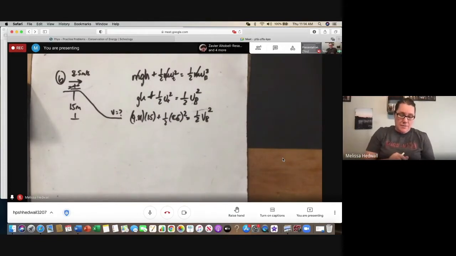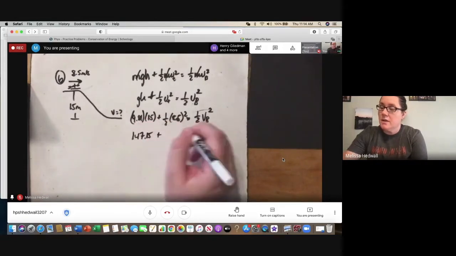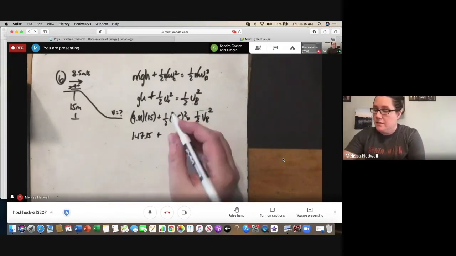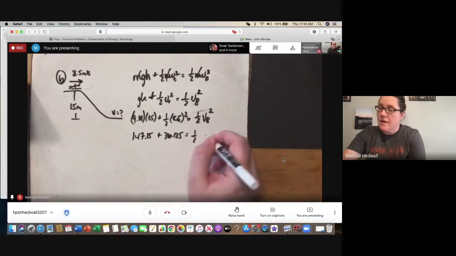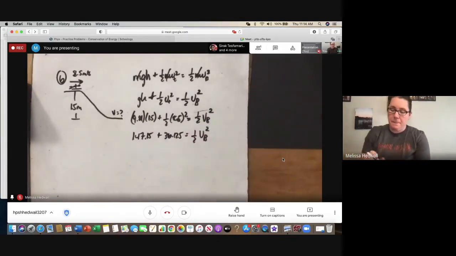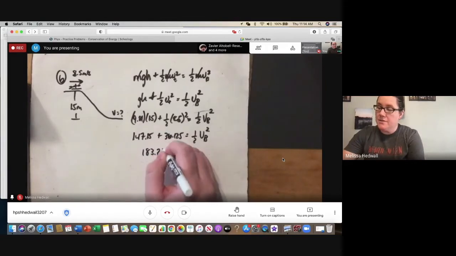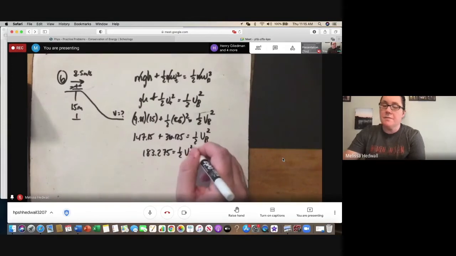So let's get this mess of numbers going here. We've got 9.81 times 15. So we have 147.15 plus 0.5 times 8.5 squared. We have 36.125 equals 1/2 velocity at the bottom squared. If we add those two numbers together on the side, we get 183.275 equals 1/2 v at the bottom squared.